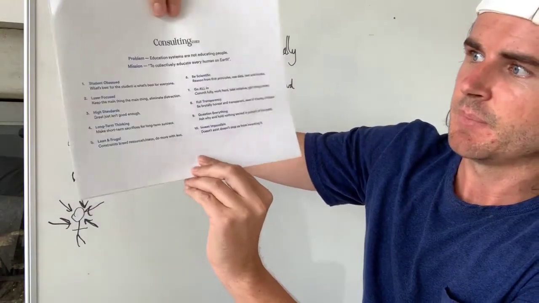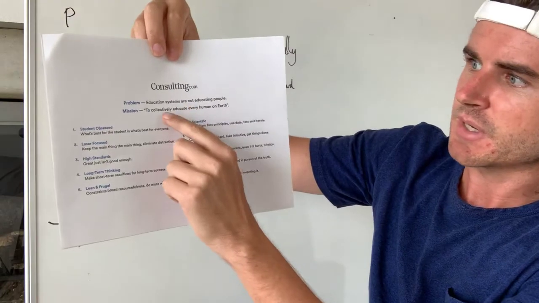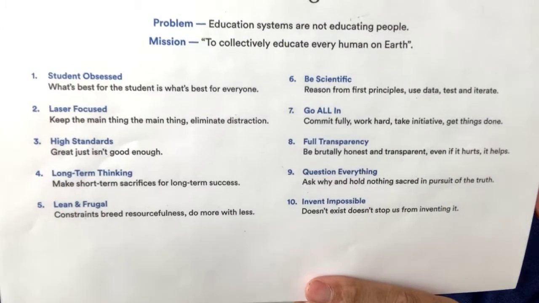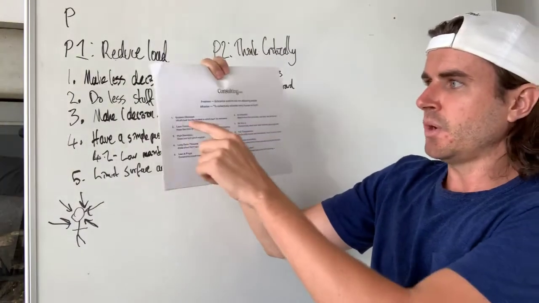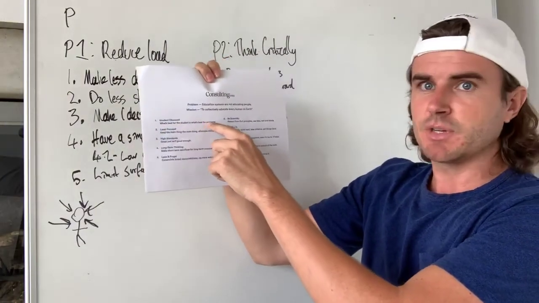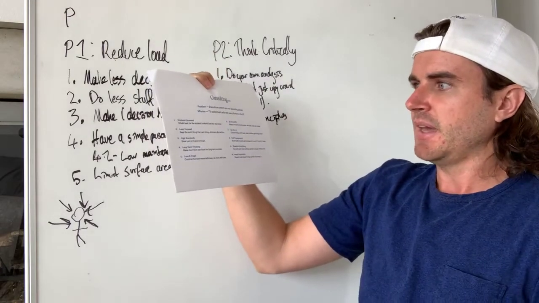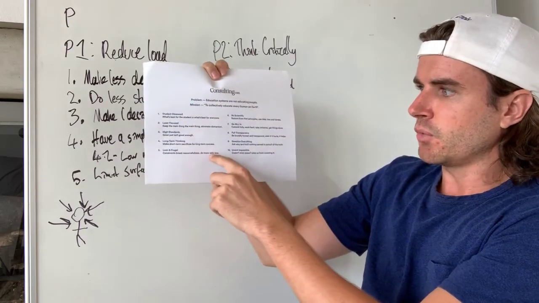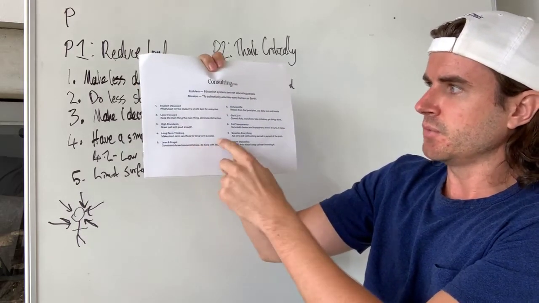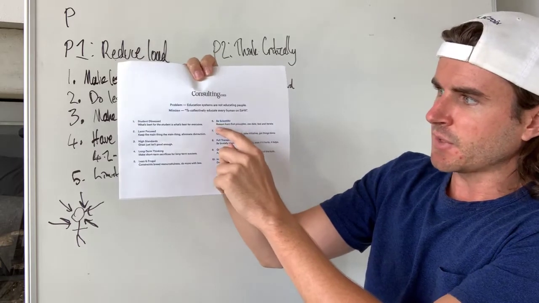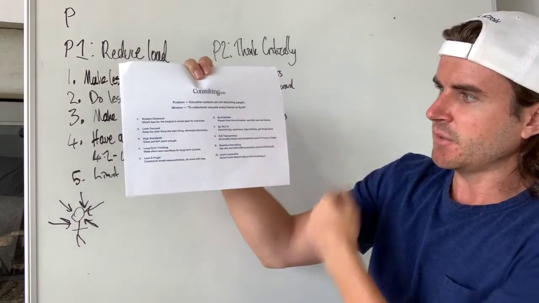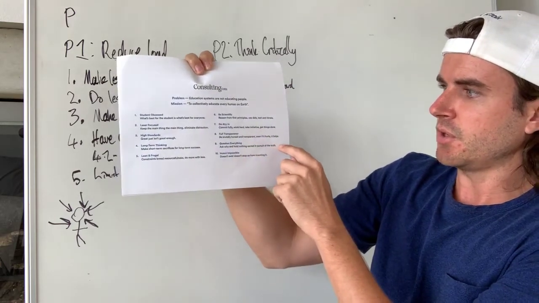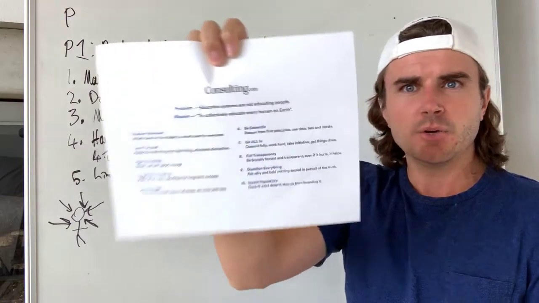So here is basically what ours are at consulting.com, right? So you can see the mission to collectively educate every human on earth, and then you can see the principles, right? So for example, student obsessed. What's best for the students is what's best for everyone, all right? And then high standards. Great just isn't good enough. Long-term thinking. Lean and frugal, right? Constraints breed resourcefulness. Do more with less. Be scientific. Reason from first principles. Use data. Test and iterate, right? Question everything. Ask why and hold nothing sacred in the pursuit of truth. So I use these all the time.